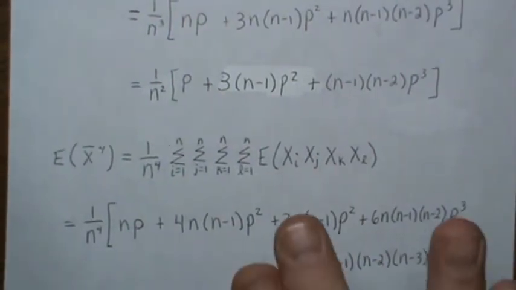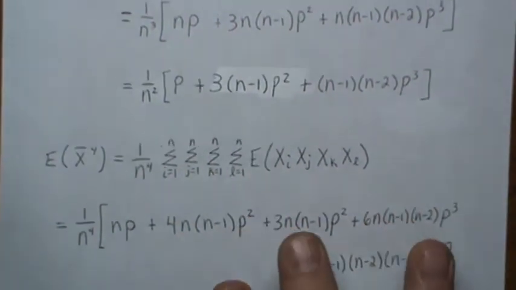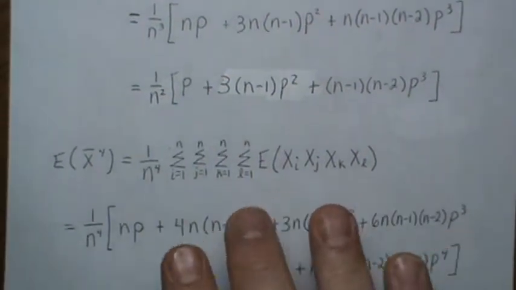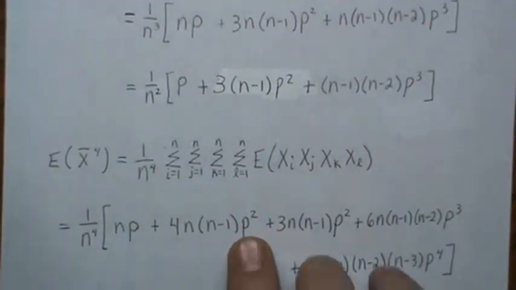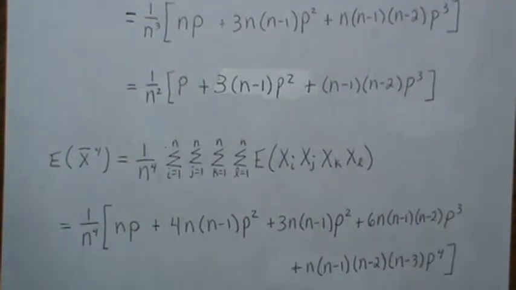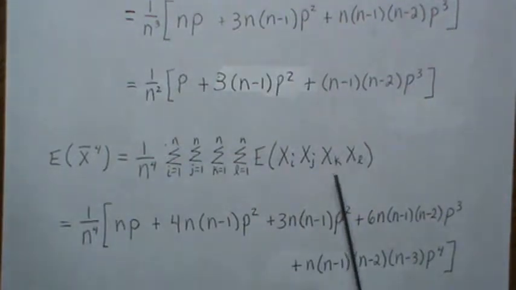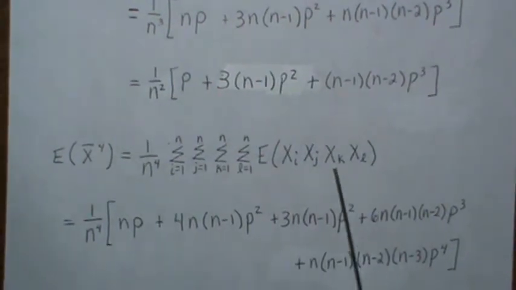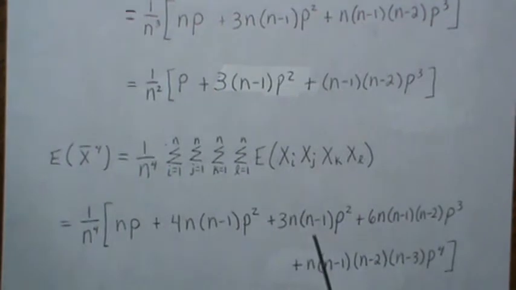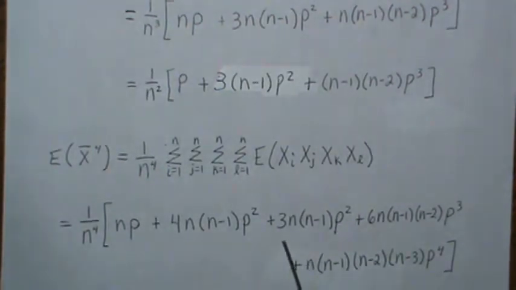So this one, it's sort of 2 and 2. There's n ways to choose the first one, and then 1 way to choose it to match. There's n minus 1 ways to choose this one. There's 1 way to match that one. So that's where the n and n minus 1 and then p squared comes into play.